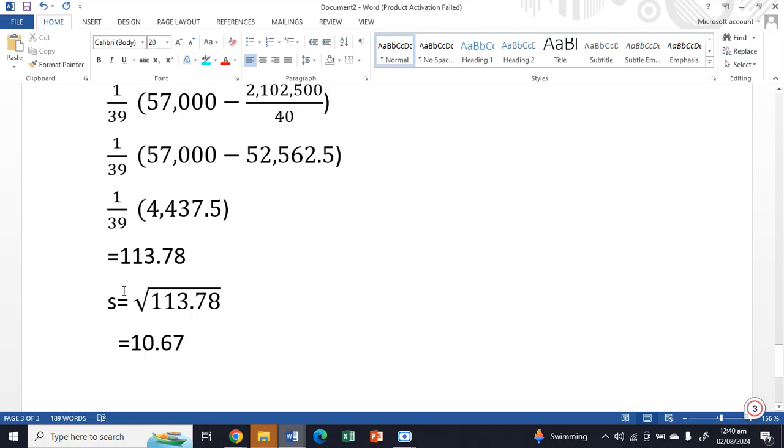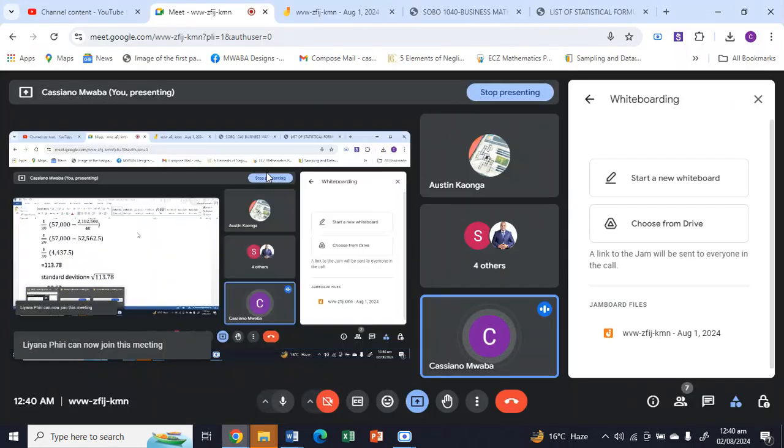Mm, which calculator are you using? You haven't seen this symbol like a house here, this symbol? You haven't seen it on the calculator? You've seen it? Yes. So I think you press shift, and then you get the square root.